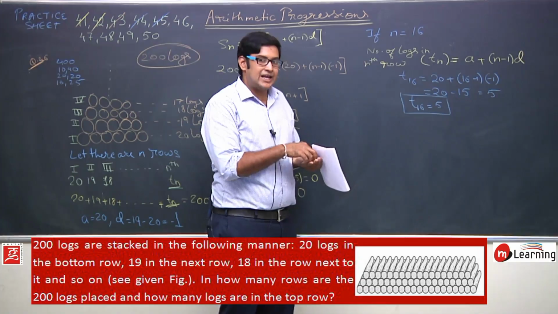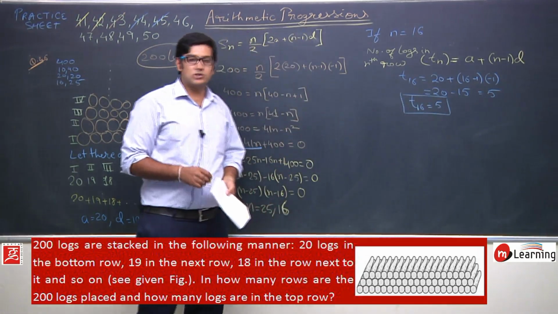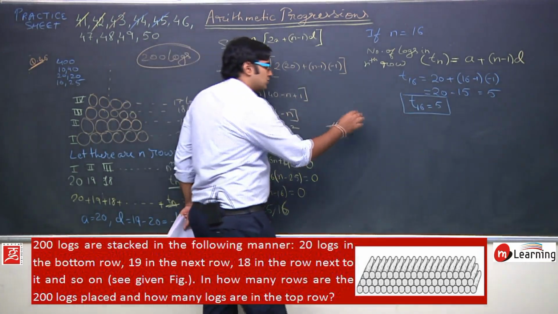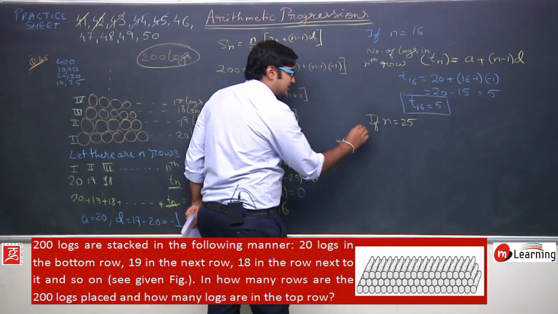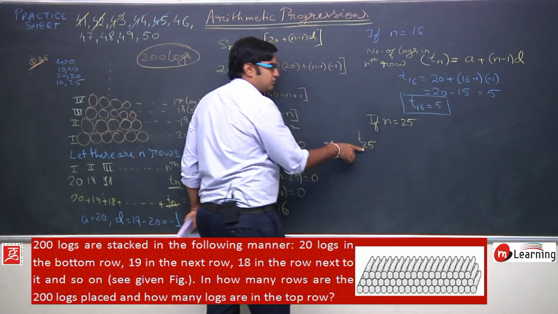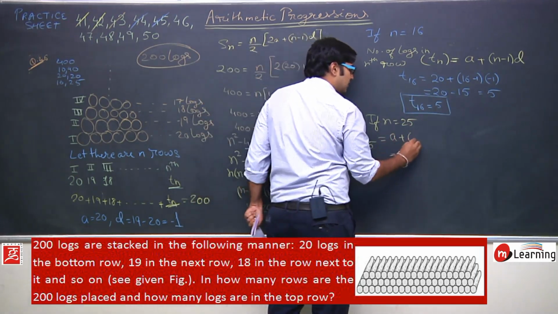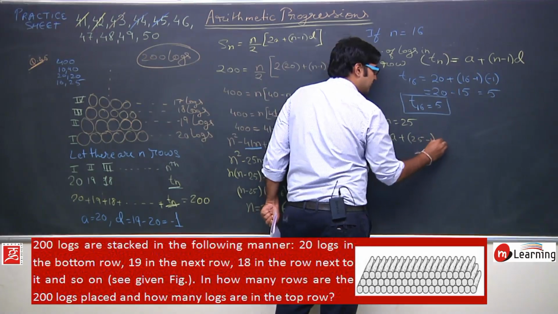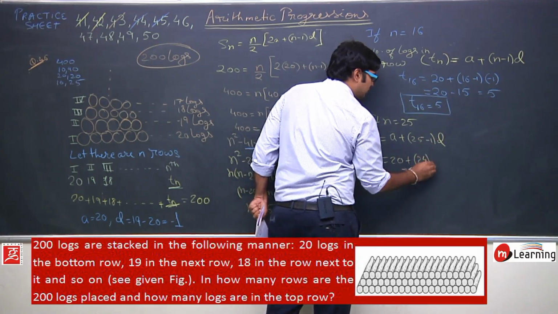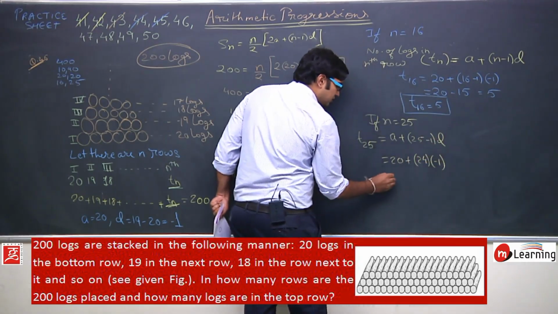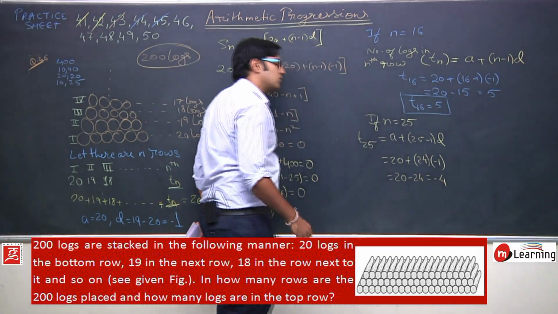Now, for 16 I am getting a value of 5 for the number of logs in the topmost row. If I assume n is equal to 25, then what is T25? What is the number of logs in the 25th row? The number of logs in the 25th row will be a plus (25 minus 1) into d, that is, a is 20 plus 24 into d, where d is minus 1. So you will get 20 minus 24, that is equal to minus 4.